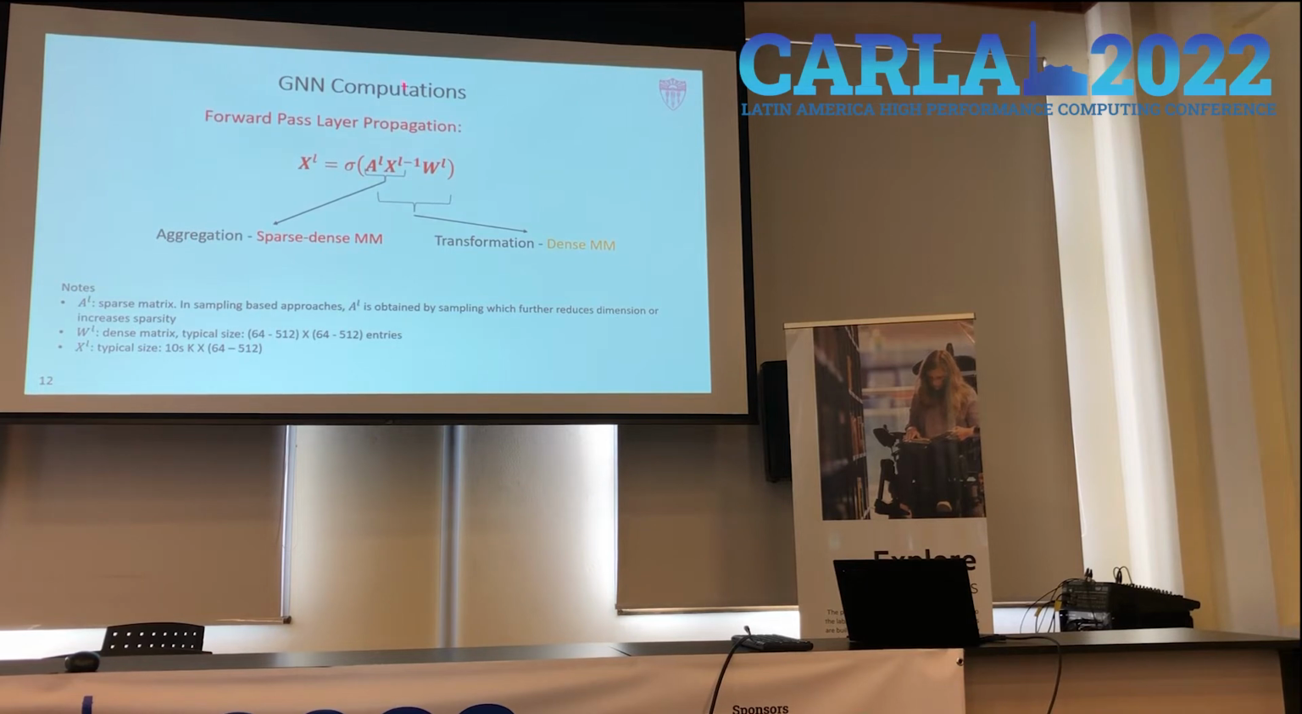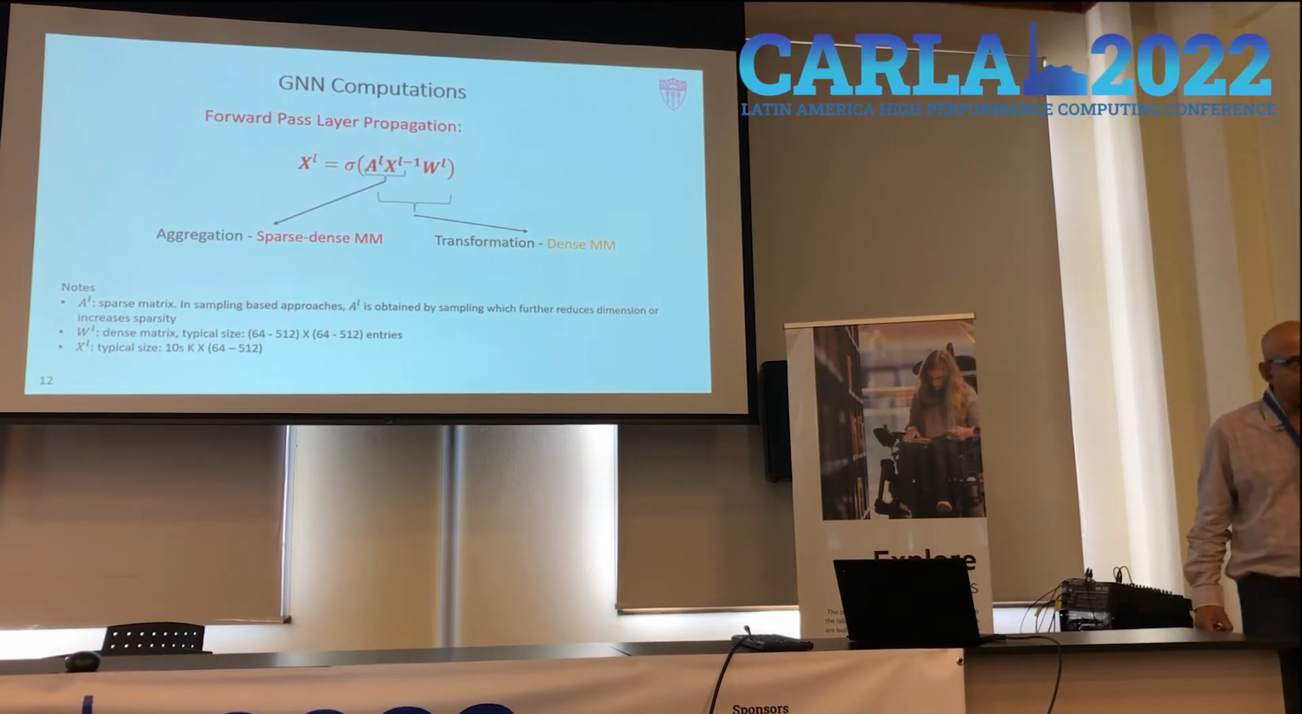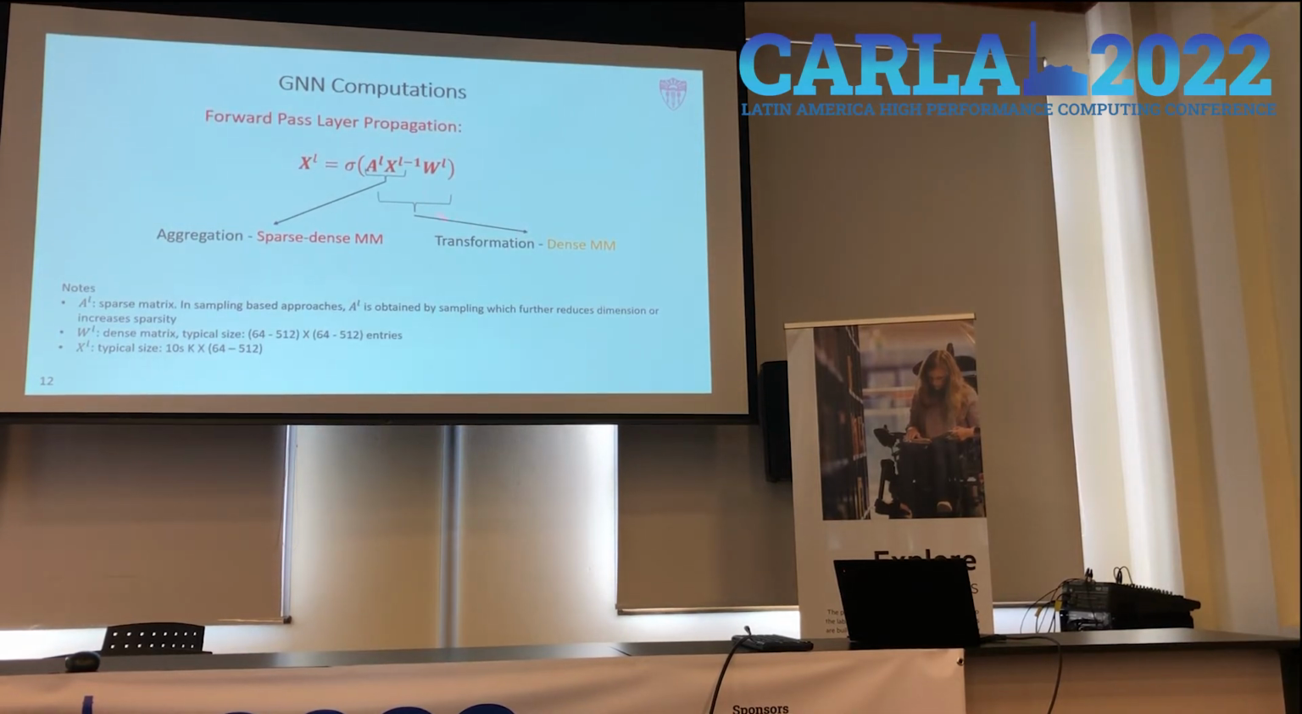If you look at it from the perspective of CPUs, GPUs, and FPGAs, what is the actual computation, and what is the actual communication we do to accelerate these kinds of computations? You're performing an aggregation function, which is a sparse-dense matrix operation, and then you're doing a dense matrix operation, which is a transformation operation. And then you apply whatever activation function you use at that point.